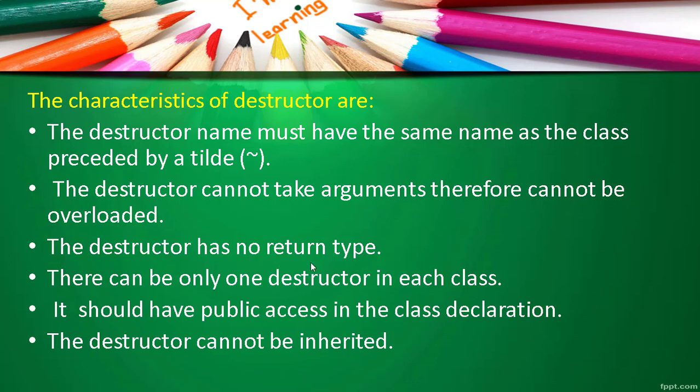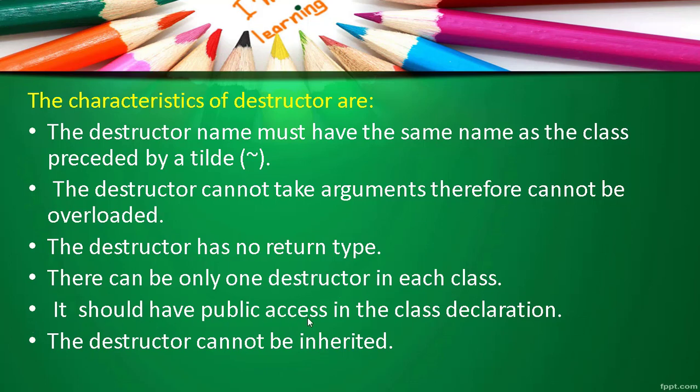The destructor has no return type. It does not have any return type, not even void. It does not have a return type like float or char. Any return type cannot be used along with the destructor. There can be only one destructor in each class. As I have told you, the destructor cannot be overloaded, so there will be only one destructor in each class.